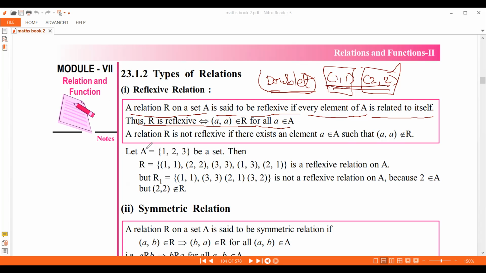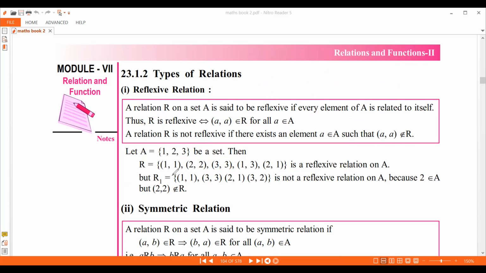Now let us check this. A is {1, 2, 3}, they have taken, and the relation they have written contains (1, 1), (2, 2), (3, 3). Of course, they have written the other elements too: (1, 3), (2, 1). It is a reflexive relation on A. Why? It contains the doublet for every element of A: (1, 1), (2, 2), (3, 3). All three are present, and that's why it's called a reflexive relation. Clear? It contains all the doublets.